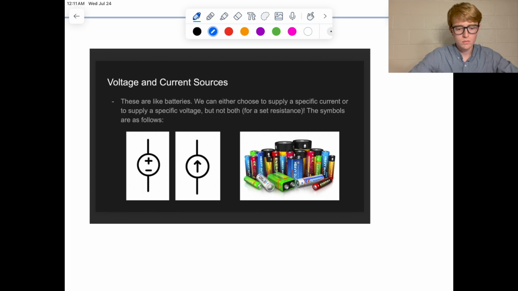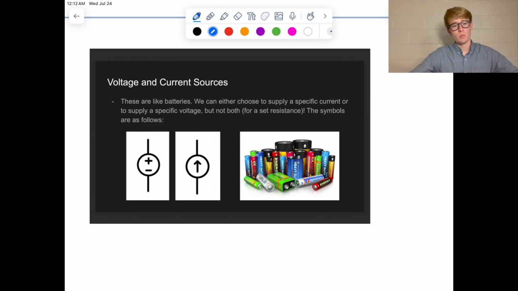So the last thing that we need to introduce before we get into doing some math with parallel and series components, nodal analysis, and some example problems is voltage and current sources. This is pretty simple, I think. It's just like a battery. Basically, you can think of your voltage or current source just like a battery.